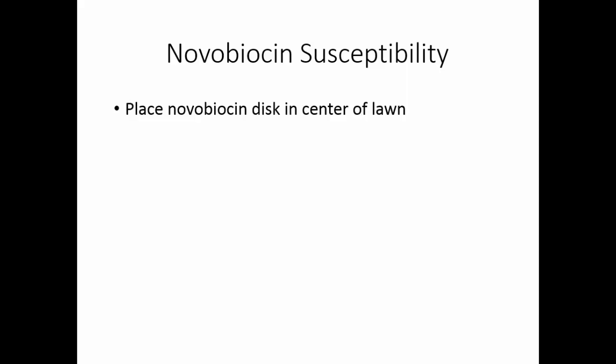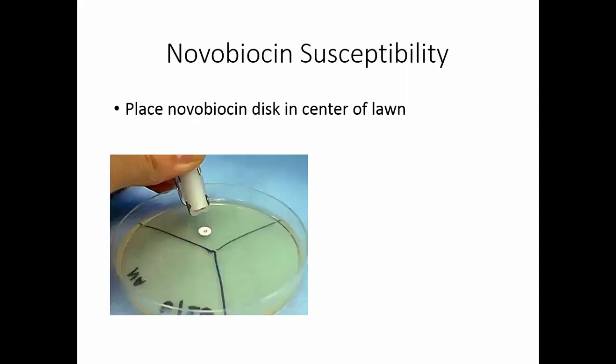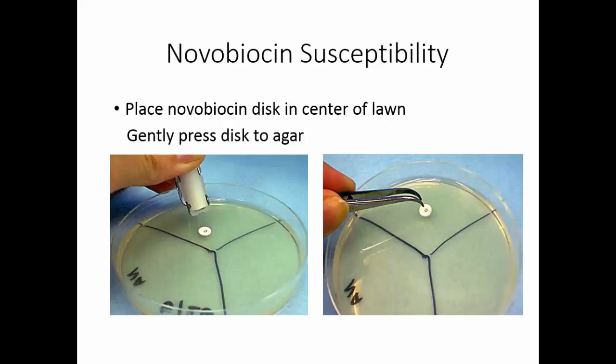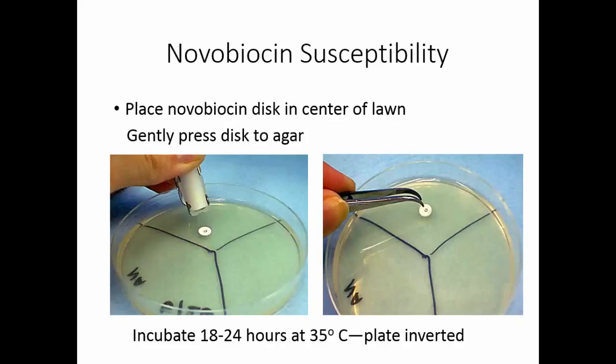Then you place a novobiocin disc in the center of the lawn and gently press the disc to the agar using either a sterile loop or some heat sterilized forceps. You will incubate the plate for 18 to 24 hours at 35 degrees centigrade. Like any other agar plate, this is incubated agar side up.